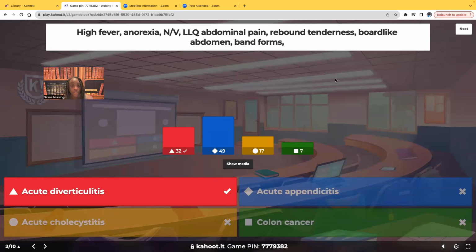Okay. Acute diverticulitis. That's the correct answer. I saw a lot of you guys chose appendicitis. And let me tell you something. This is how they try to trick you. Let's go back to these symptoms.